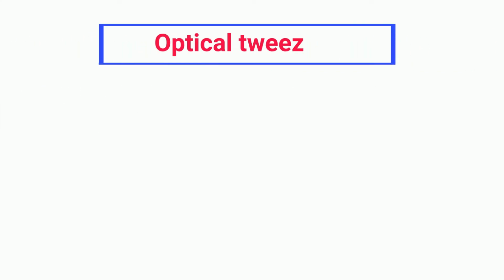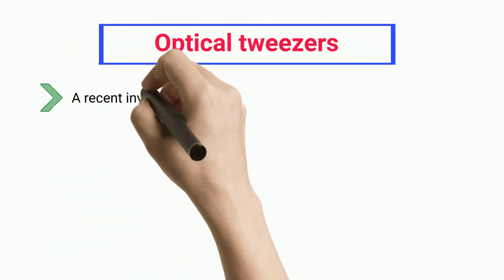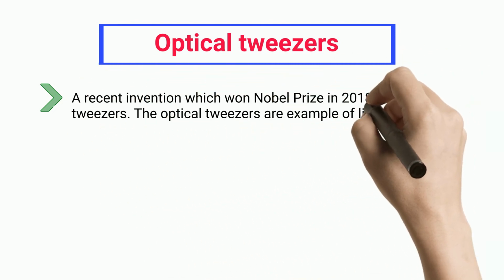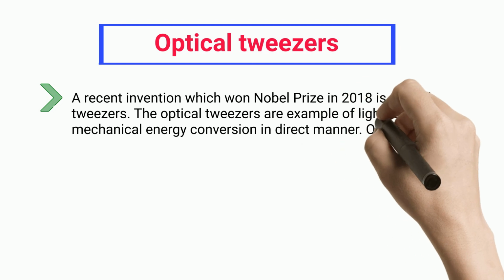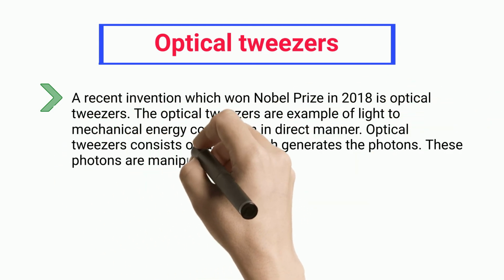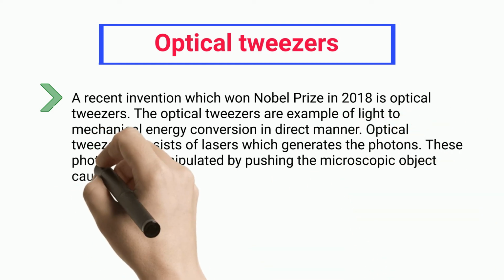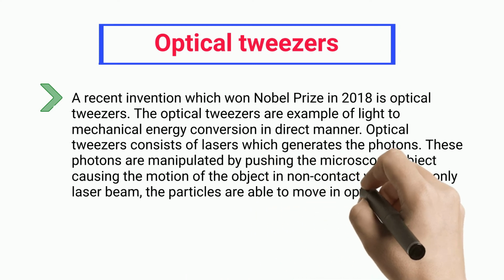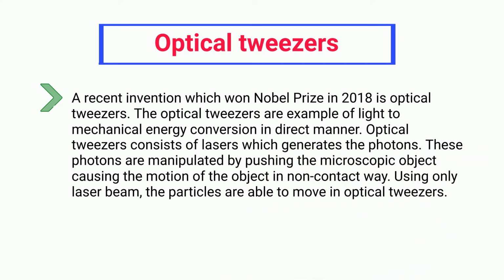Optical tweezers. A recent invention which won the Nobel Prize in 2018 is optical tweezers. Optical tweezers are an example of light to mechanical energy conversion in a direct manner. Optical tweezers consist of lasers which generate photons. These photons are manipulated by pushing the microscopic object, causing the motion of the object in a non-contact way. Using only a laser beam, the particles are able to move in optical tweezers.